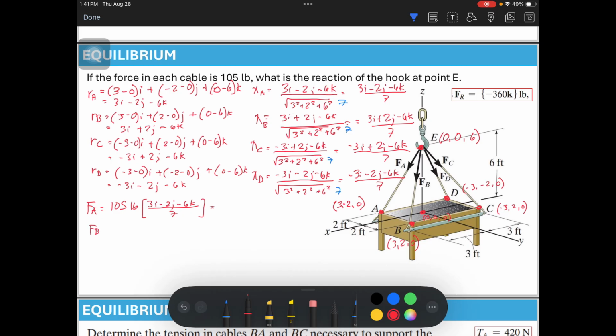So FB is 105 pounds times 3i plus 2j minus 6k over 7. FC is 105 pounds times negative 3i plus 2j minus 6k over 7. Then for FD, this is 105 lb times negative 3i minus 2j minus 6k all over 7. Okay.